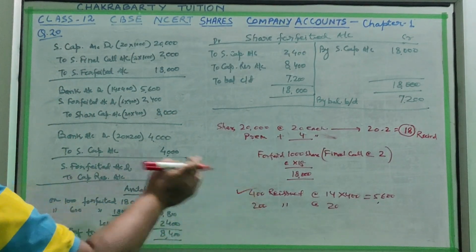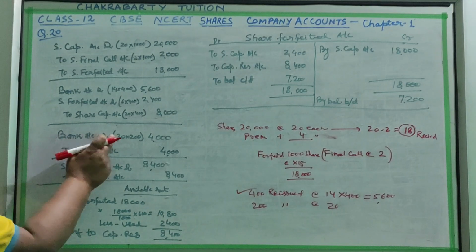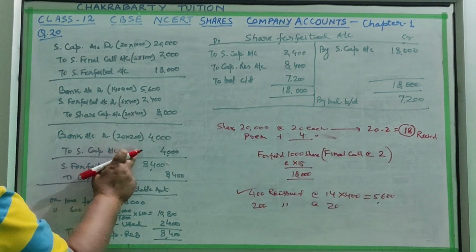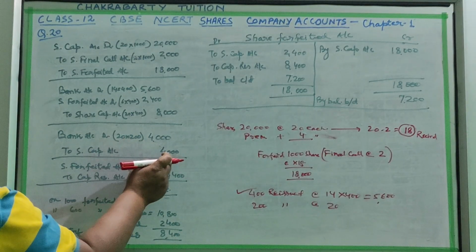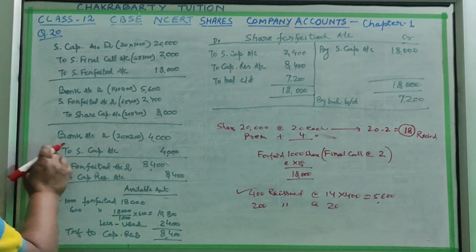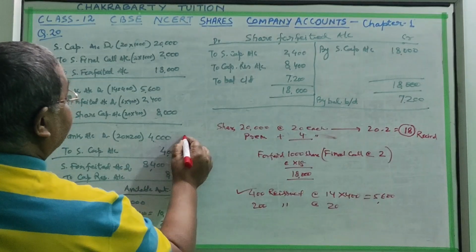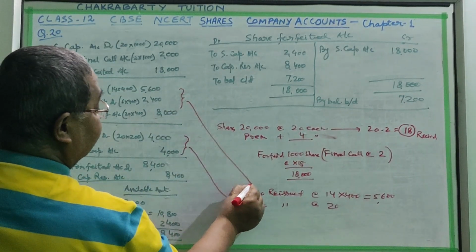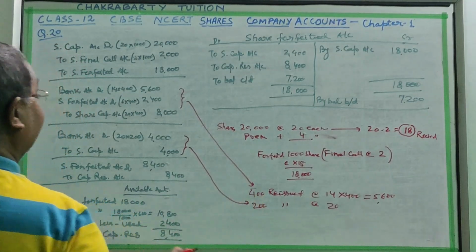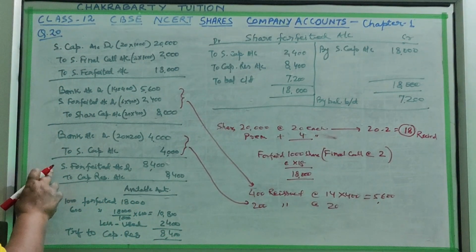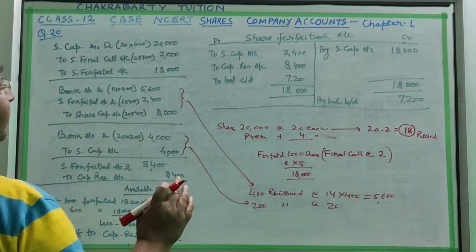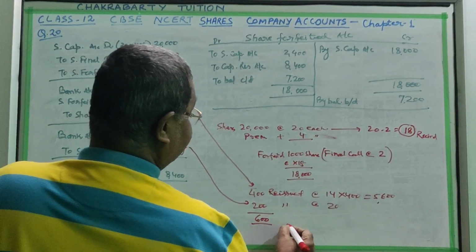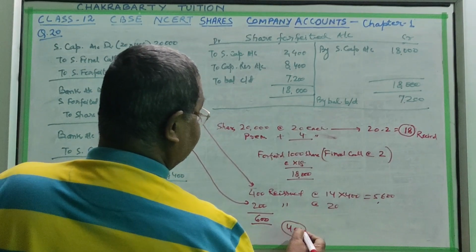Now for 200 shares, you have received at the rate of 20 rupees. So nothing will be recovered from forfeit, and all the 20 into 200 will be credited to capital account. This is for this entry, and this is for that entry. Likewise, now the share forfeit account unused amount. You see, you have forfeited 1,000 shares, but issued only 600. It means 400 are still not issued.